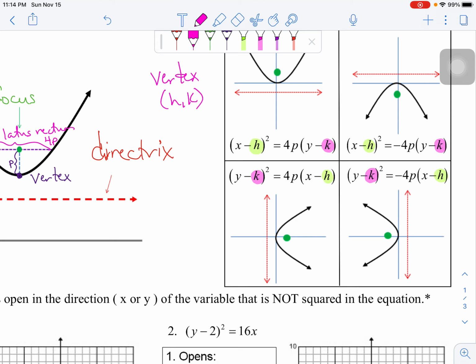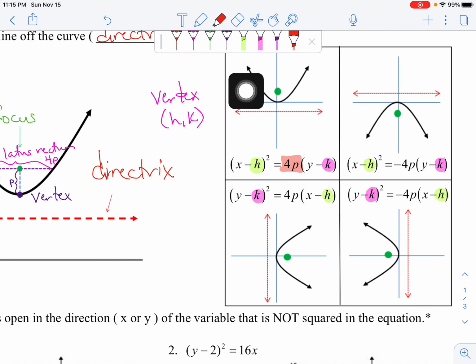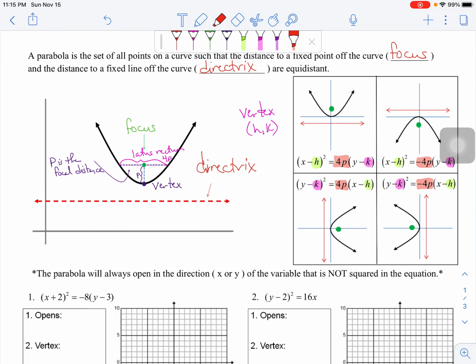And if you are dealing with a positive 4p, you are going to be either concave up, or in the case of y squared, concave right. And in the case of negative 4p, you're concave down or concave left. Those are some of the pieces of information that we're going to be using to graph. So in this video, I'm going to continue on to the next 4 questions, which are all about graphing.